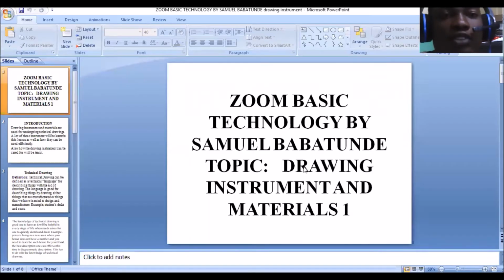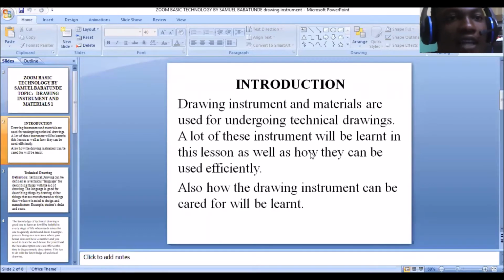So, like I say, I am by name Samuel Babatunde, and the topic for today's basic technology class is drawing instruments and materials. That is the first part. Now, drawing instruments and materials are used for undergoing technical drawings. They are used for what? Undergoing technical drawings. That is, we use these instruments and materials for technical drawings.